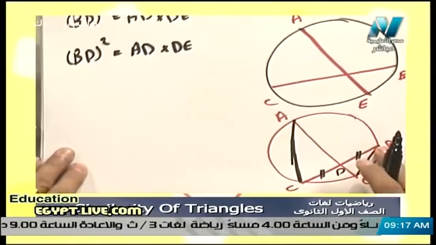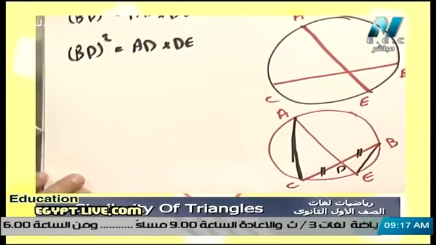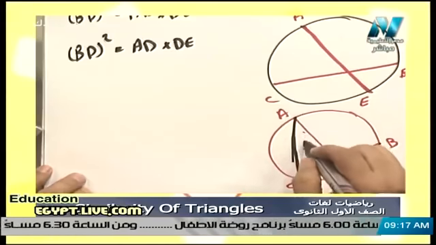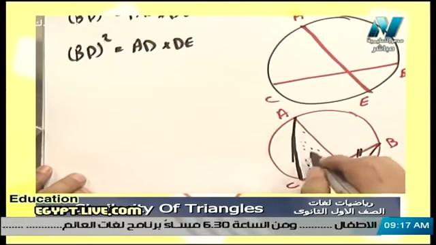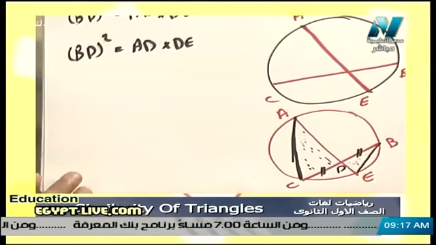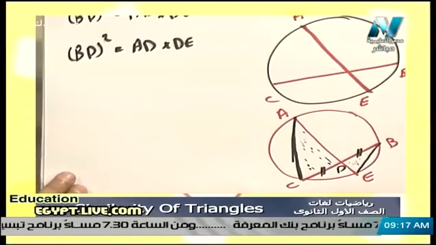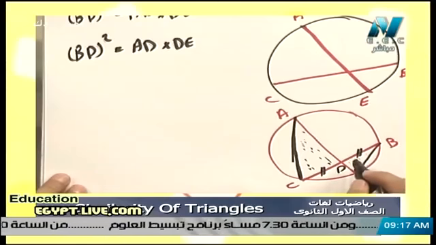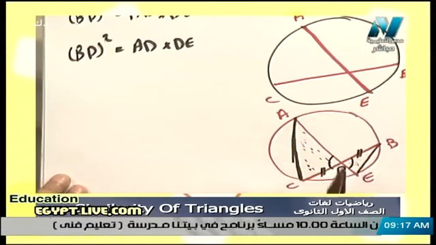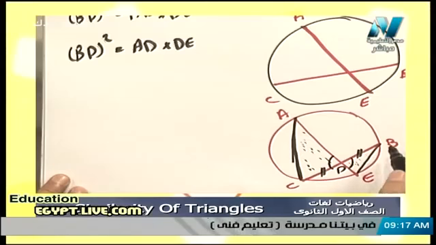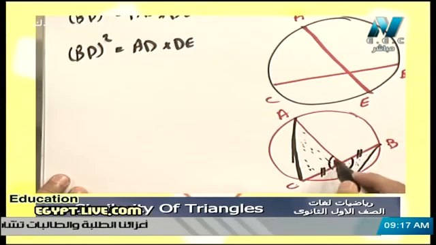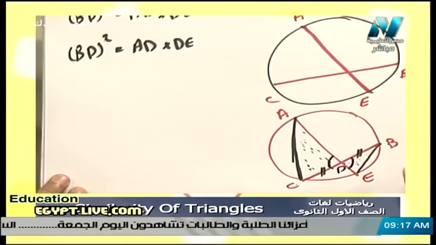Okay, let's think about the two triangles BDE and the other triangle ACD here. Can we prove that these two triangles are similar? Think about that. What about the angle BDE and the other angle ADC? The measure of angle BDE equals measure of angle ADC because they are two vertically opposite angles.